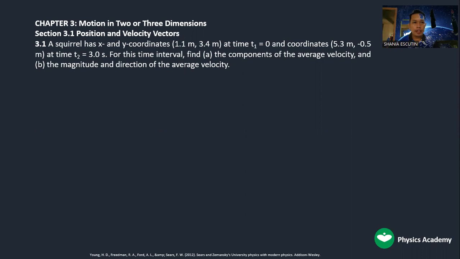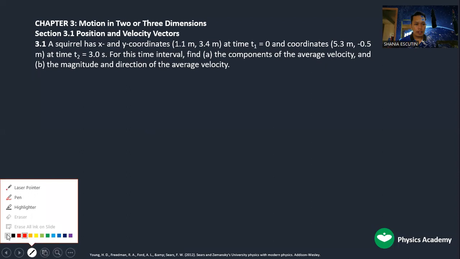A squirrel has x and y coordinates of 1.1 meters and 3.4 meters at time t1 equal to 0, and coordinates of 5.3 meters and negative 0.5 meters at time t equal to 3.0 seconds. For this time interval, find the components of the average velocity and the magnitude and direction of the average velocity. Here, without having a graph or diagram, let's answer this problem.